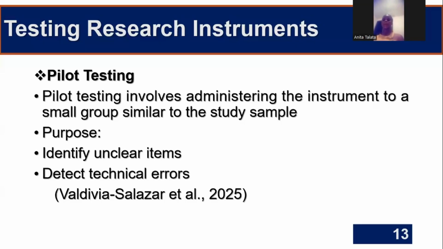So we have purpose under it. The purpose says that it checks for unclear questions. It identifies unclear items, so it's the same as checking for unclear questions. Balloting testing helps to detect mistakes before the actual data collection. So that's the second point.